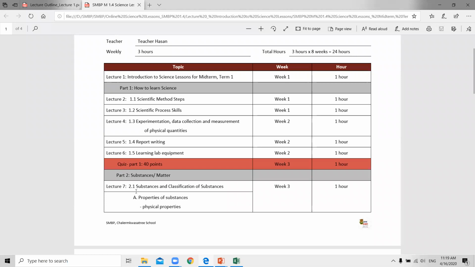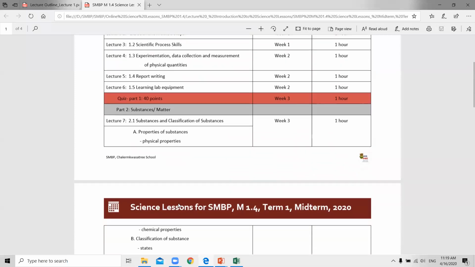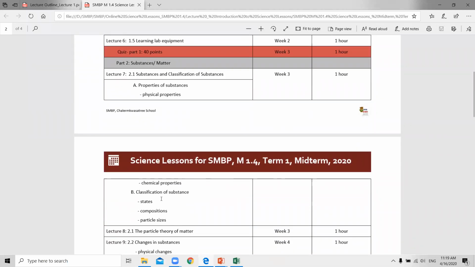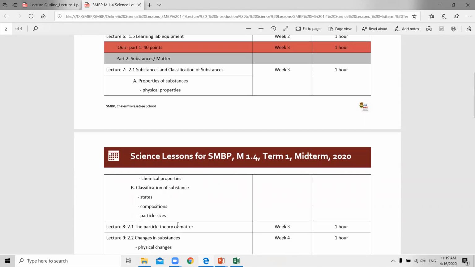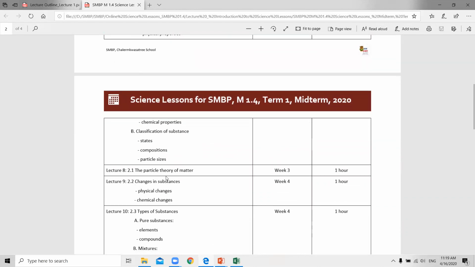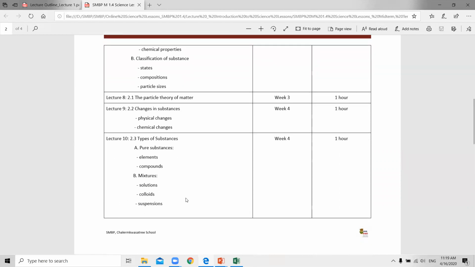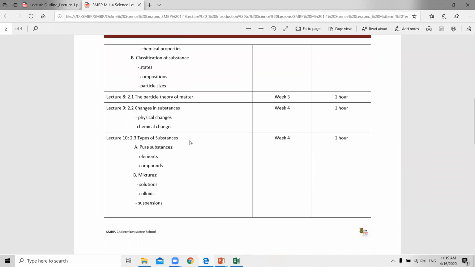In part 2, we are going to learn about substances and classification of substances, and that includes properties of substances. For example, physical properties, chemical properties, classification of substances that includes states, compositions, particle sizes, and then we will learn about the particle theory of matter. After that, we will learn about changes in substances, for example, physical changes and chemical changes. And then we'll study about types of substances.